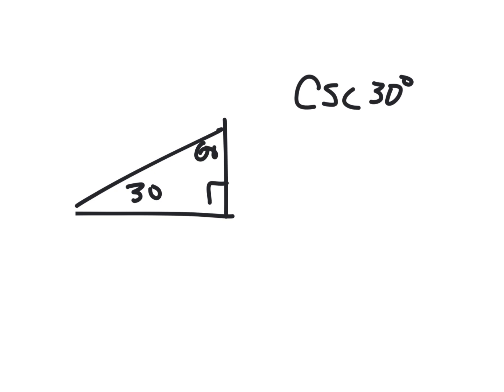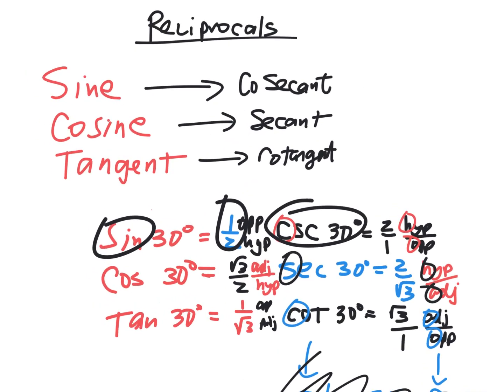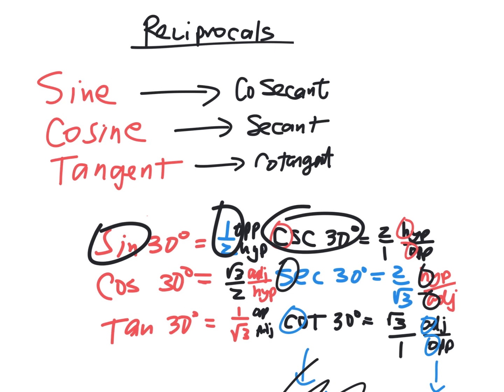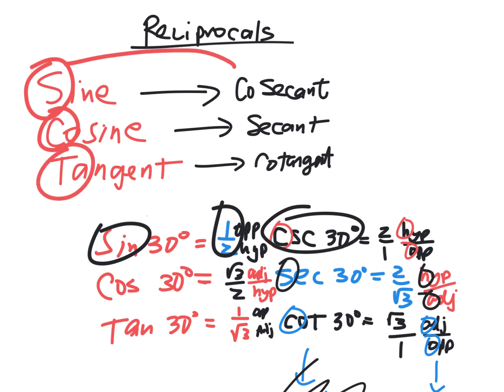And if you want a way to remember these, this is what works for me. Sine, cosine, and tangent, I already knew all of those, right? But the S goes with a C, and the C goes with an S. So every time you have an S, you have a C that goes with it. Or if you have a C, you have an S that goes with it, okay? So C's and S's go together.